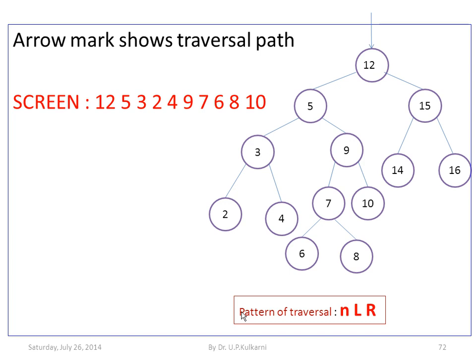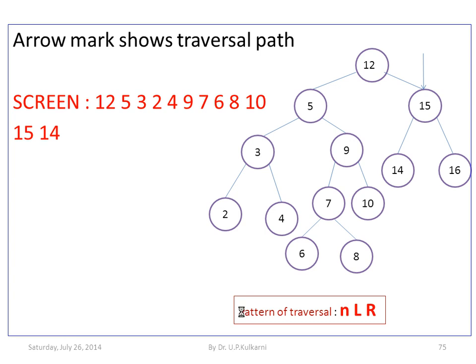Node number 12, N is over, L is over. So move to the right side. Now N, 15 is printed. Move to left of this. N, value 14 is printed on the screen. L is empty, R is empty, so NLR pattern is over for 14. Move back. N is over, L is over for the node containing 15.